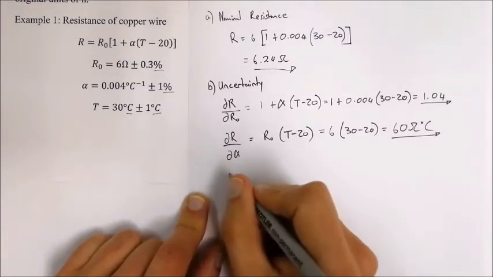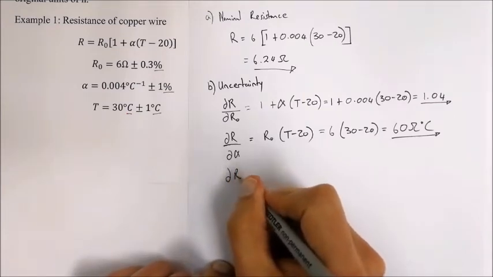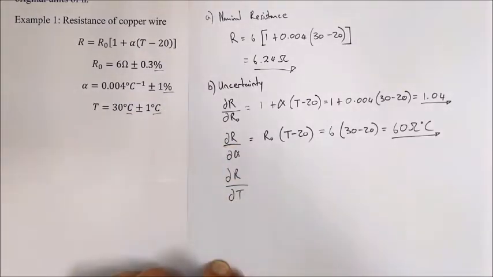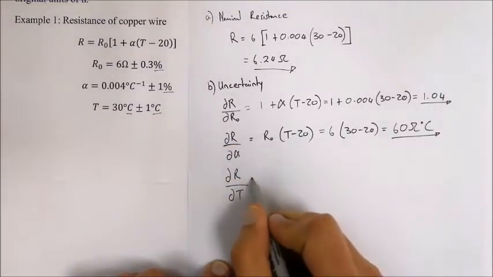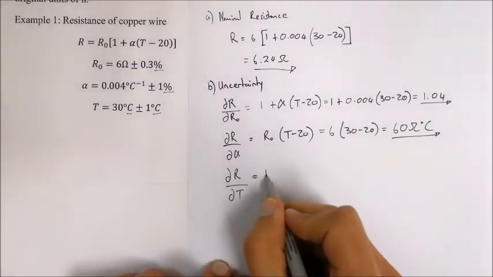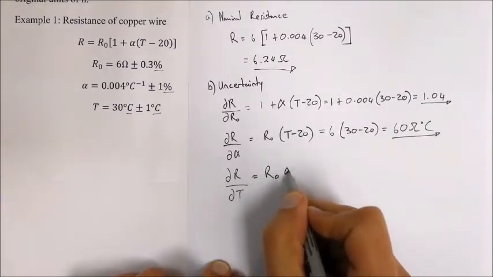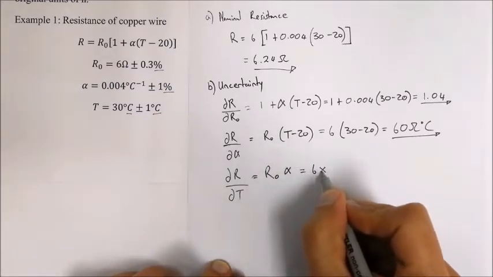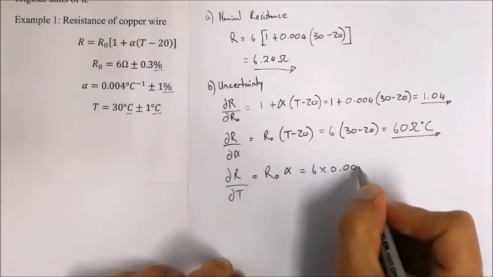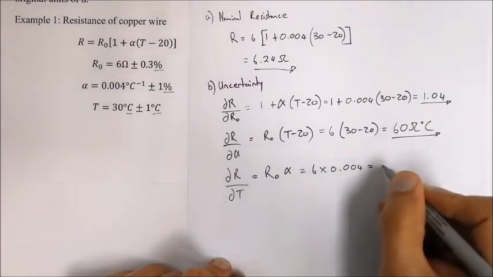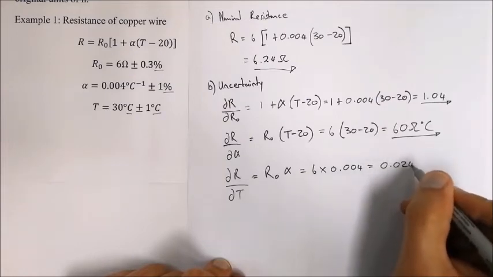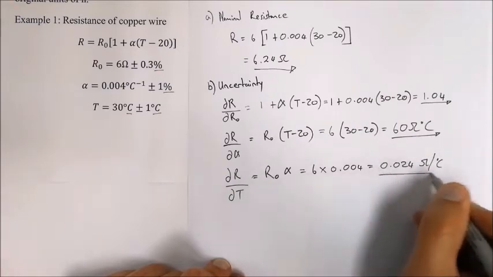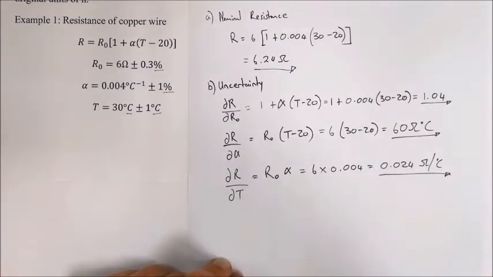Then we can look at dR dt. That's the only variable still left that we have to do the derivative of. That is equal to R0 multiplied by alpha, and that would be equal to 6 ohms multiplied by 0.004, which equals 0.024 ohms per degree Celsius.